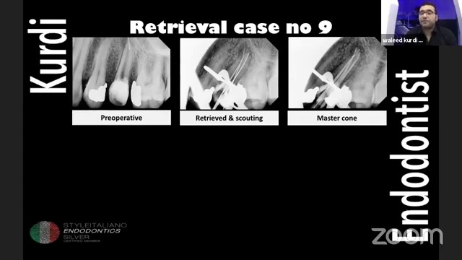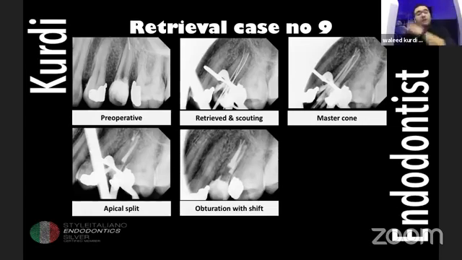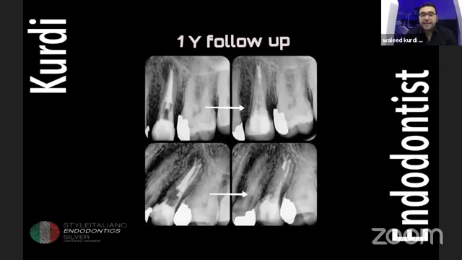Here is the master cone X-ray. Here is the obturation for the apical split. Here is after complete obturation with sealer, and here is the obturation. You can see the apical lesion related to the tooth. And here is the follow-up.